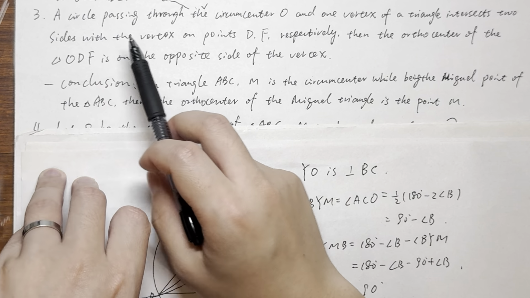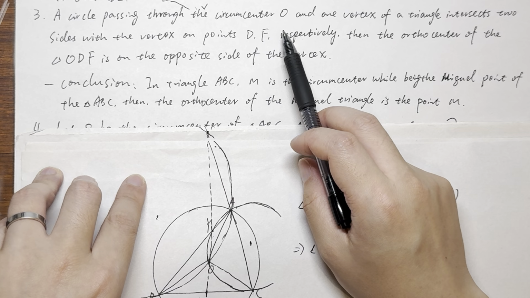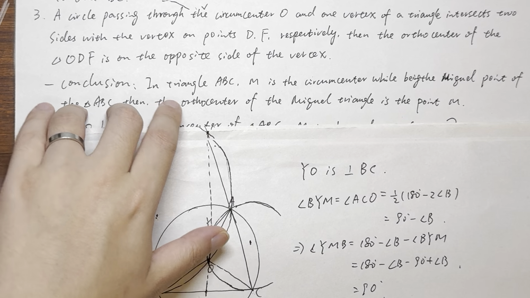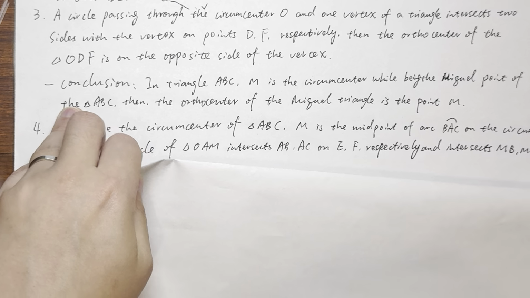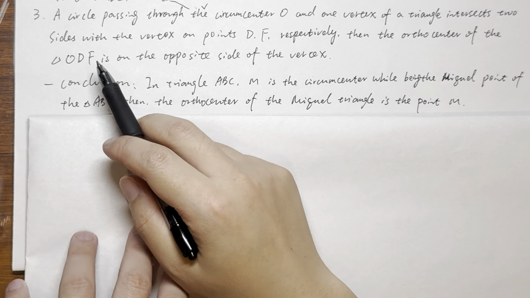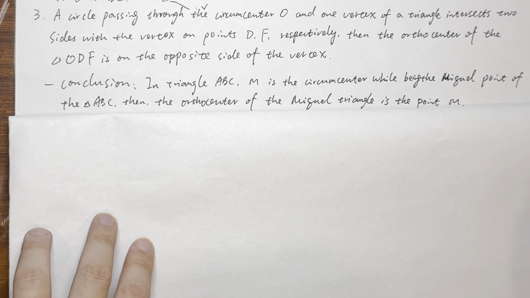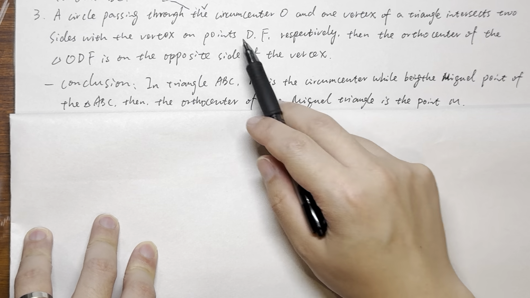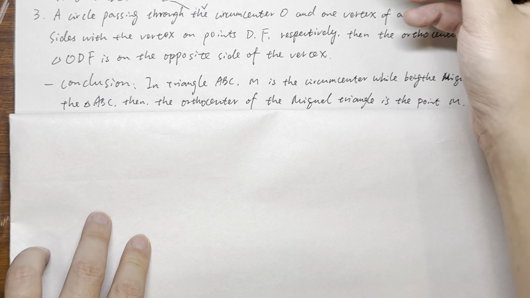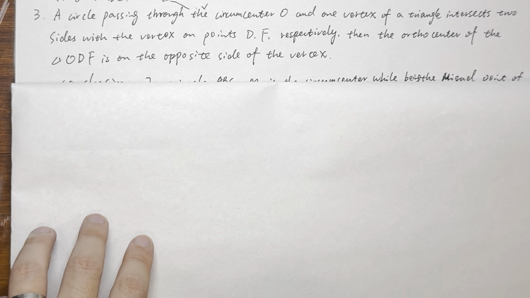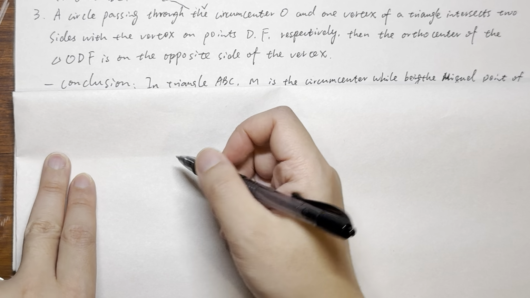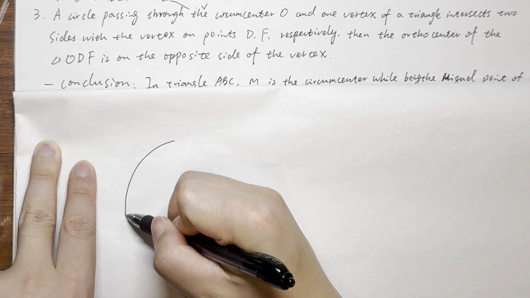A circle passing through the circumcenter O and one vertex of a triangle intersects two sides at points D and F. So this figure is identical to the figure of the first problem, right? So let's just draw it first.